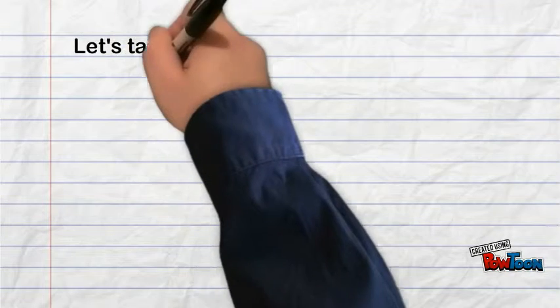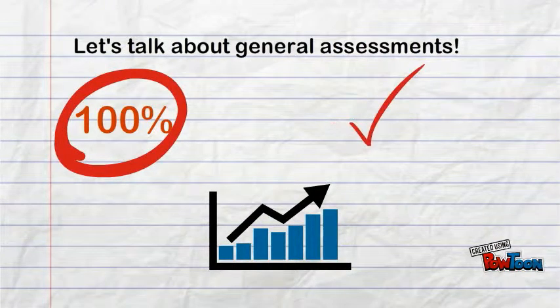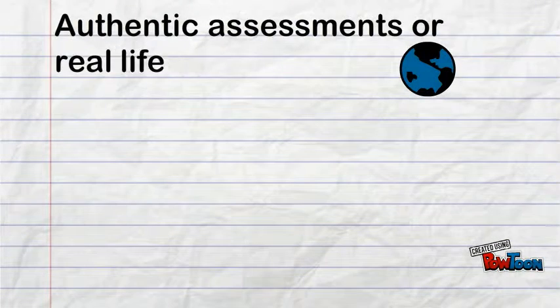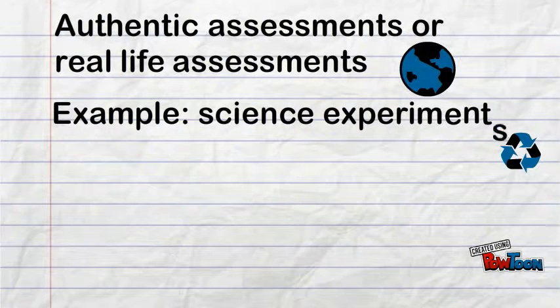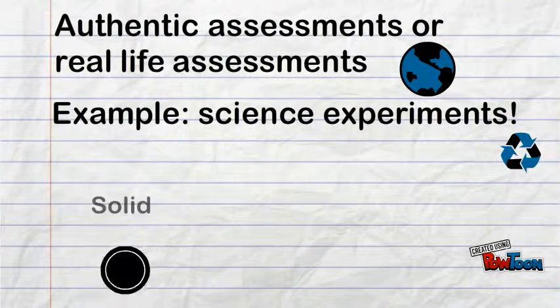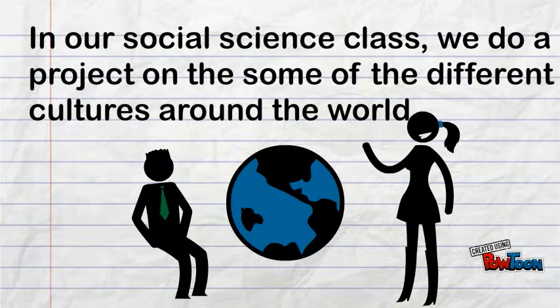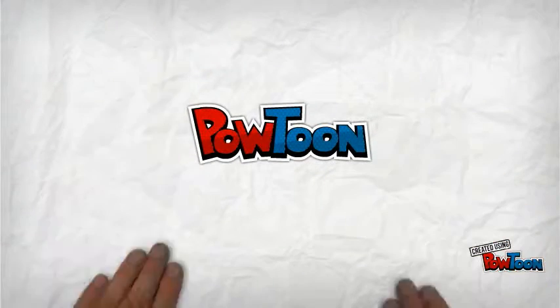There are also a variety of general assessments. For example, authentic assessments or real-life assessments. Here in the third grade, for our science class, we will learn about the properties of matter, and we will do various experiments exploring how some substances can be a solid, liquid, and gas. In our social science class, we will explore different kinds of geography, and the students will have to create something using Powtoon.